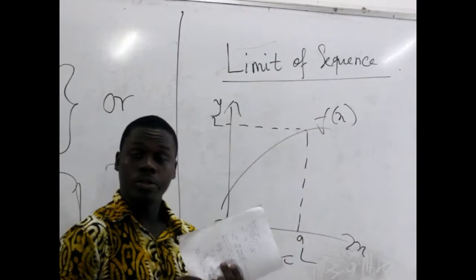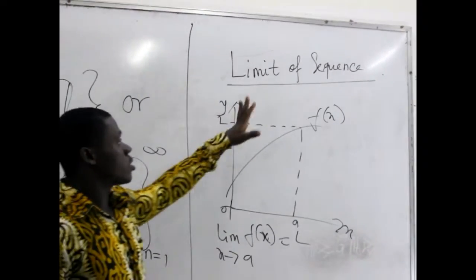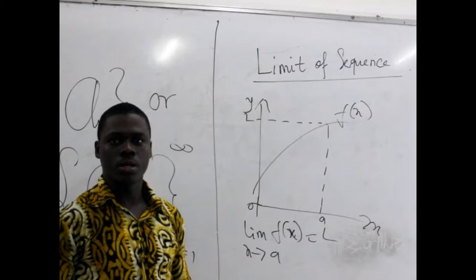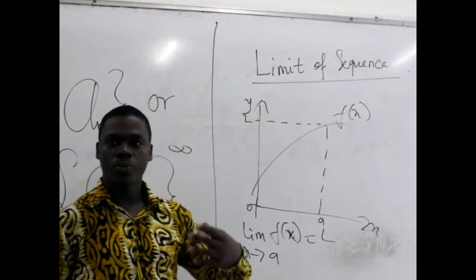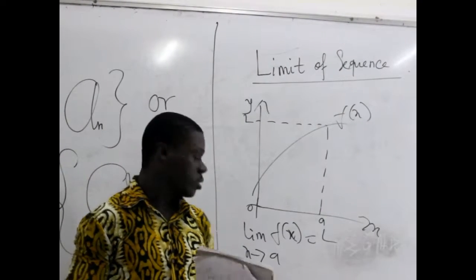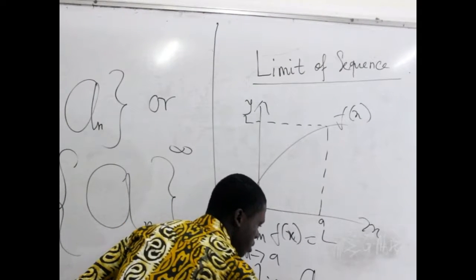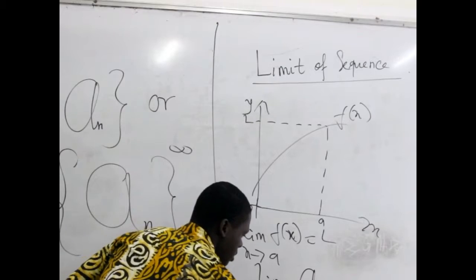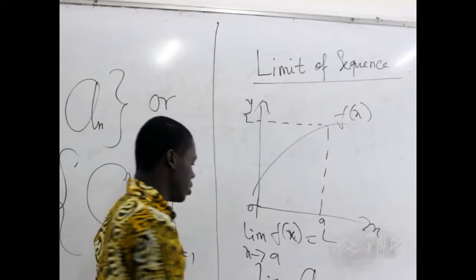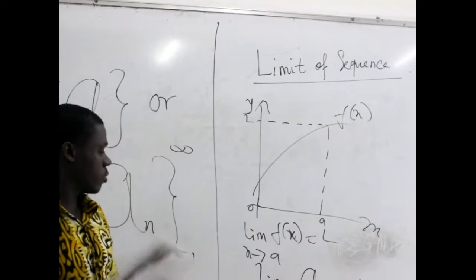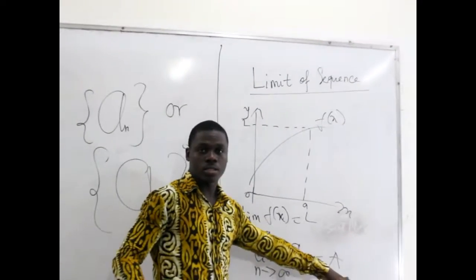Now similarly, when we talk about limits of a sequence, it means that the sequence is actually converging at a point. If that point is denoted as E, then we mean that the limit of a particular sequence as n approaches infinity is equal to E. So it means that the sequence is actually converging at E.